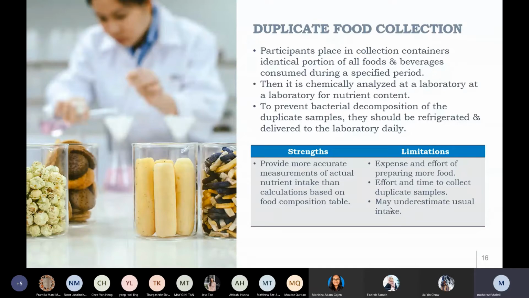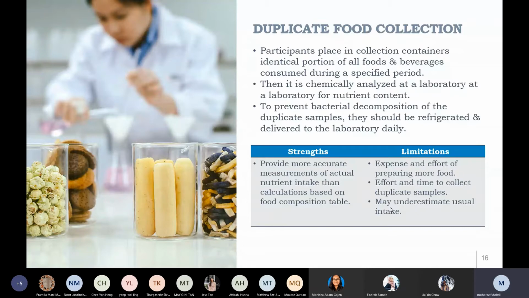So basically, we ask the respondents to duplicate their diet. Let's say we have identified you must sample all your foods on the 5th of November, which is tomorrow. So the researcher will give them containers to collect samples. But by samples, what I mean is not a small portion of the food they eat, but the actual portion.